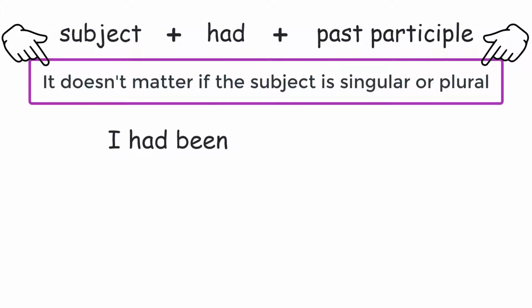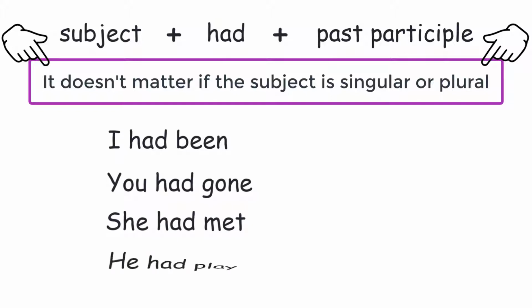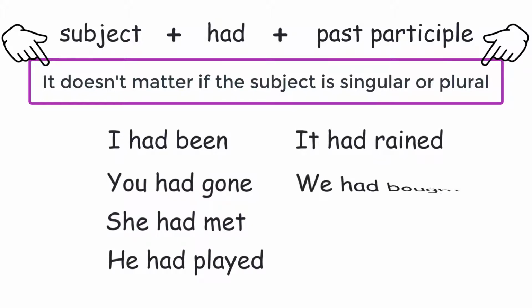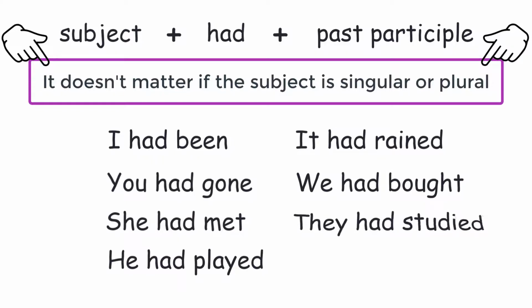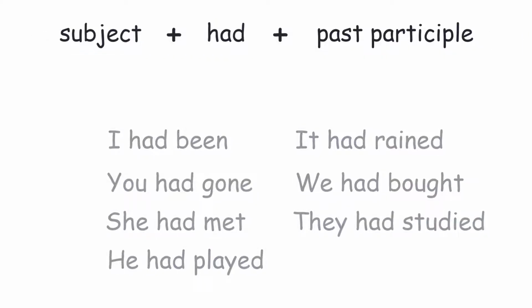I had been, you had gone, she had met, he had played, it had rained, we had bought, they had studied. Let's take a detailed look at this structure.